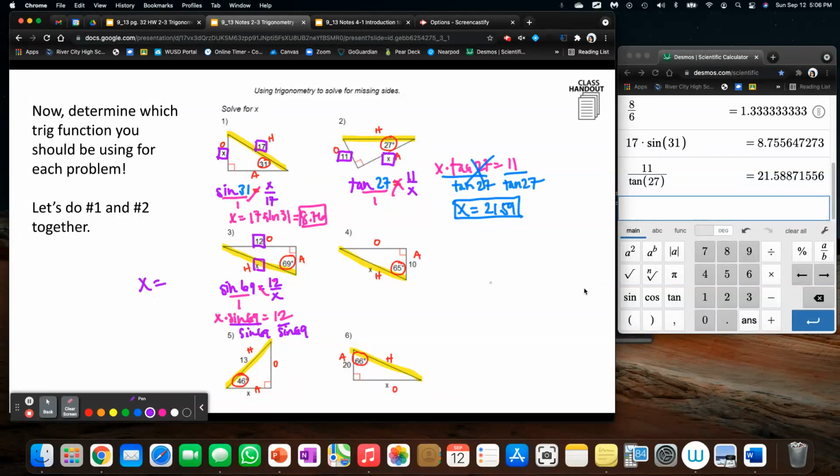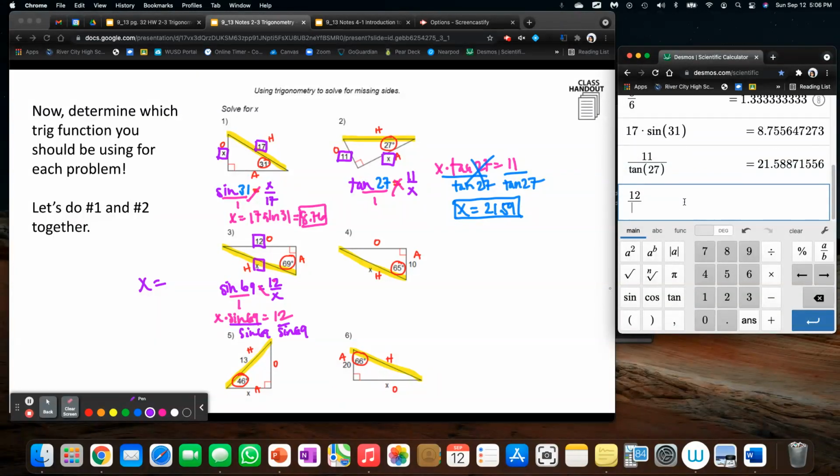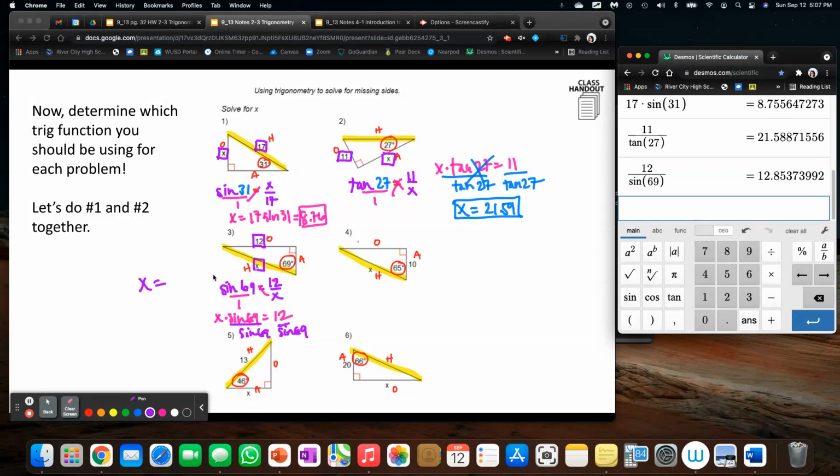So a final answer over here. It's going to be 12 divided by sine of 69. We get 12.85.